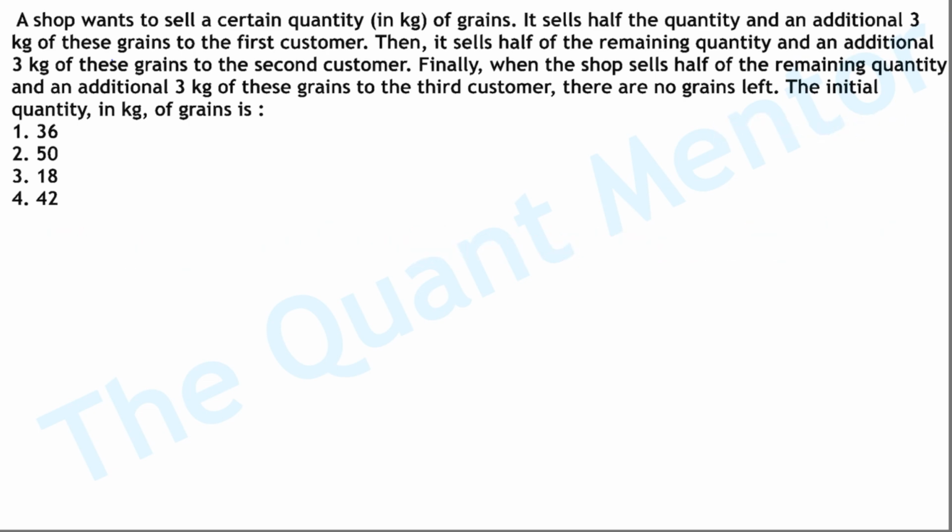So the question says, a shop wants to sell a certain quantity in kg of grains. It sells half the quantity and an additional 3 kg of these grains to the first customer. Then it sells half of the remaining quantity and an additional 3 kg of these grains to the second customer. Finally, when the shop sells half of the remaining quantity and an additional 3 kg of these grains to the third customer, there are no grains left. The initial quantity in kg of grains is.